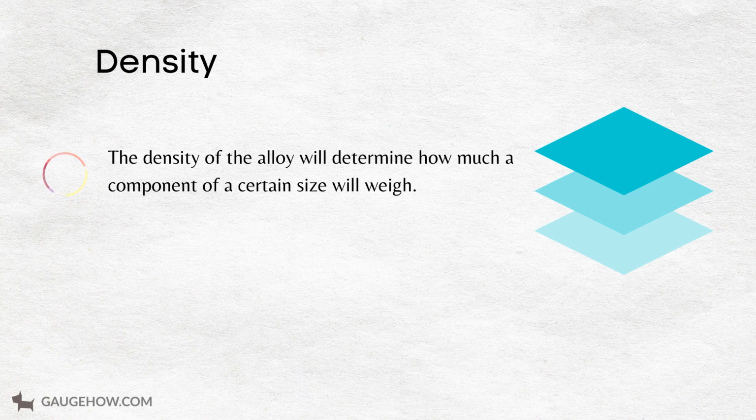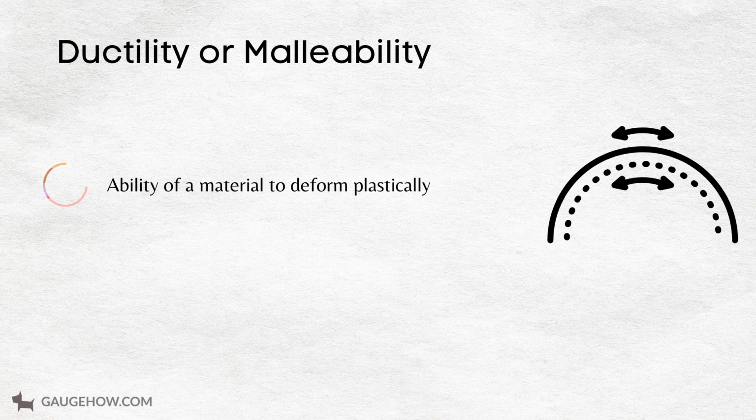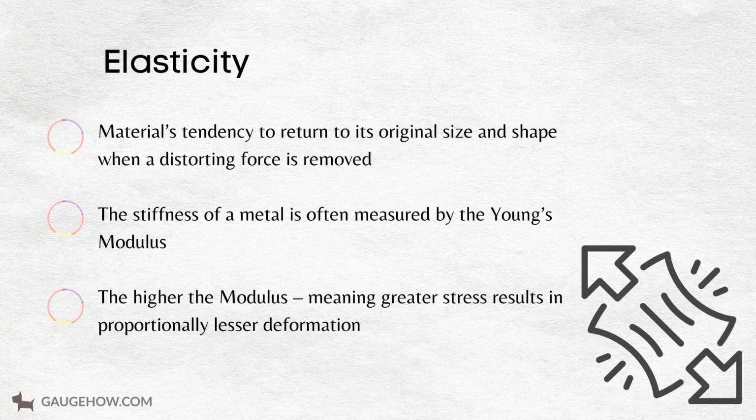Ductility or malleability. Ductility is the ability of a material to deform plastically, that is, stretch without fracturing and retain the new shape when the load is removed. Think of it as the ability to stretch a given metal into a wire. Elasticity. Elasticity describes a material's tendency to return to its original size and shape when a distorting force is removed.